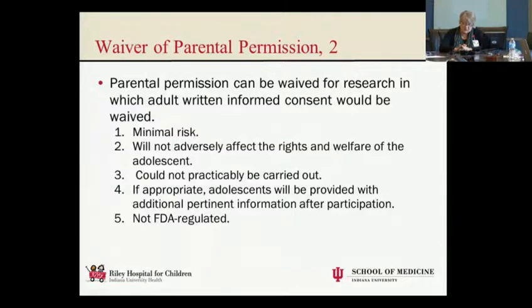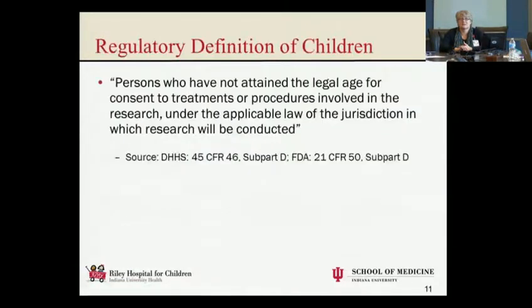I'm going to go back to and think about 2 slides and talk about our sexuality research example. So the regulatory definition of children isn't under 18. It actually has to do with whether young people have attained the legal age for consent to treatments or procedures involved in the research. And the legal age is dependent on the applicable law of the jurisdiction in which the research would be conducted.